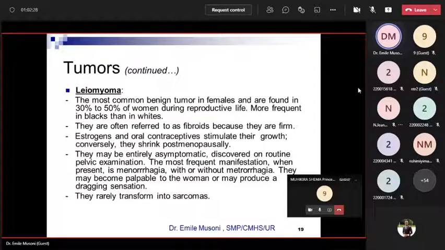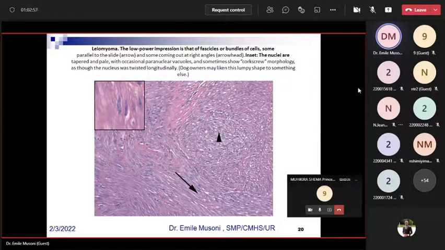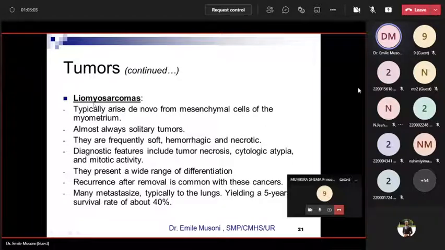Those leiomyomas can be intracavitary, on the serosa, or in the myometrium. The dangerous one is intracavitary. With that intracavitary, there will be no pregnancy. Otherwise, leiomyoma is a benign tumor. The problem is when it is intracavitary. This is the image of that leiomyoma. Rarely, you can have the leiomyosarcoma. This one is malignant, but it is very, very rare.